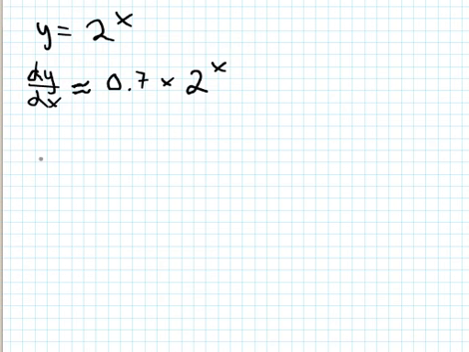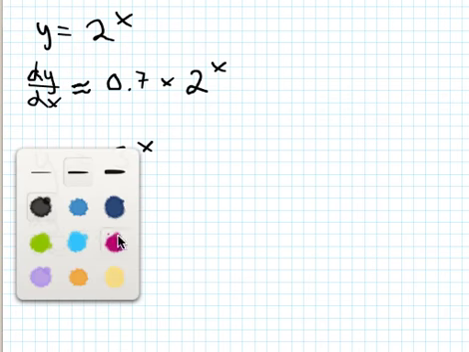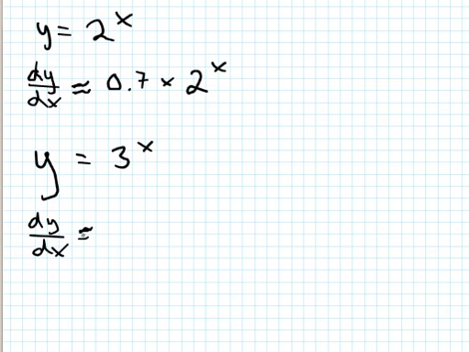The other function we looked at was this one. y is equal to 3 to the power of x. The base was different. Now it's 3. So dy/dx of this function will be, again, more or less 1.1 times this function, 3 to the power of x.